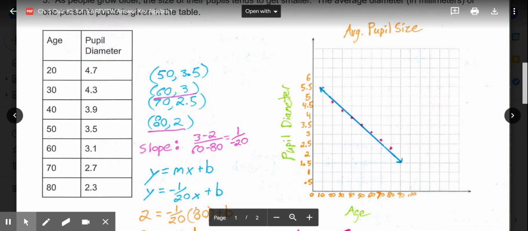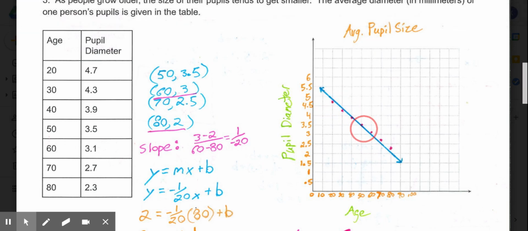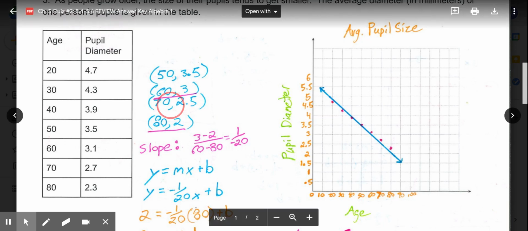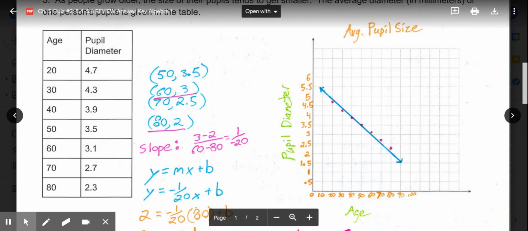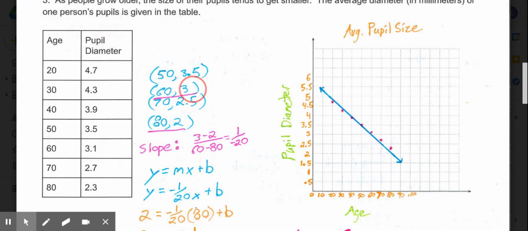And then I had to plot each of these points. So over 20, up 4.7. Over 30, up 4.3. Over 40, up 3.9, and so on. So that gave me all the pink points on this graph. Then I drew in my line of best fit, and I chose 2 points that this line of best fit goes through that are whole number points. So these 4 points in blue are all on my blue line, but I want to use whole numbers, not decimals. So I'm using the point (60, 3) and the point (80, 2).